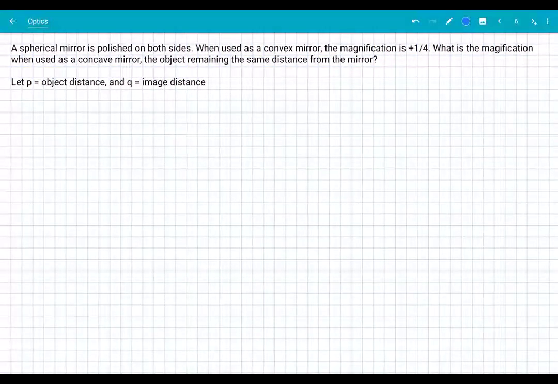The question asks, what is the magnification when used as a concave mirror, the object remaining the same distance from the mirror? So I like to imagine this one as some object in front of the convex mirror, and then we just spin the mirror around, and now it's a concave mirror, but the object hasn't moved and the mirror hasn't moved as far as their locations. So, kind of cool things to think about, things you can relate in this problem.